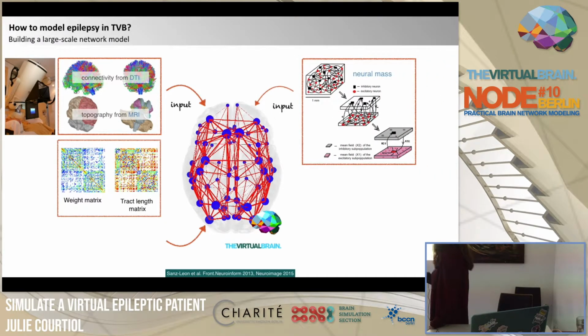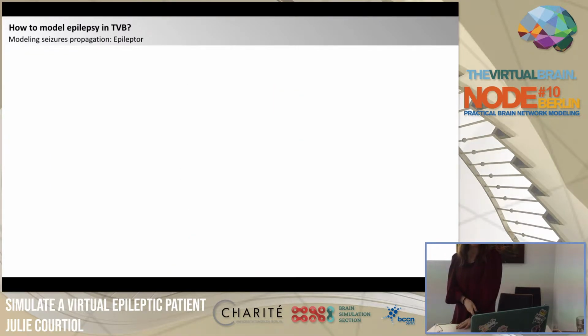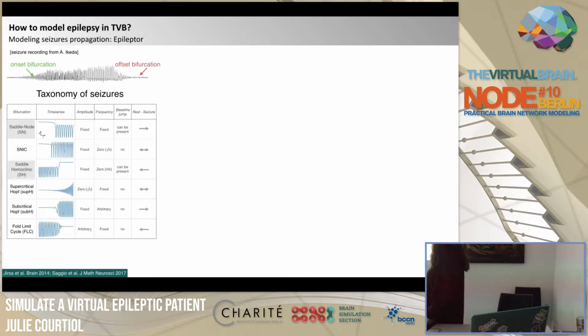And then we have to choose a specific neural mass model. In the case of epilepsy, there is a specific model that was developed in Marseille. It's Epileptor. And this model was developed based on the identifications of the bifurcations at the onset of the seizures and bifurcation at the offset of the seizures.